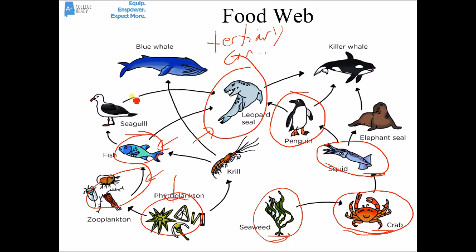We also could look at the seagull. The leopard seal also eats a seagull. So that food chain starts out with phytoplankton as a producer, zooplankton as a primary consumer, fish as a secondary consumer, seagulls as a tertiary consumer, and the leopard seal is a quaternary consumer.